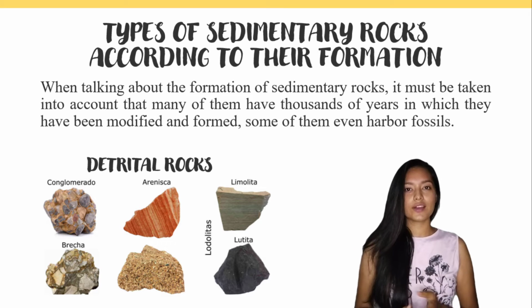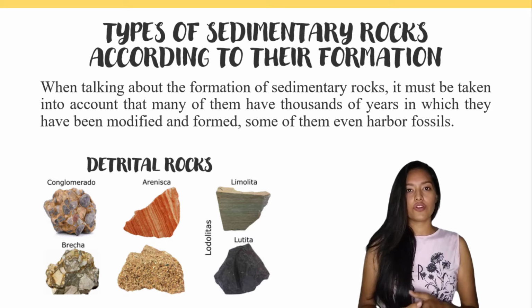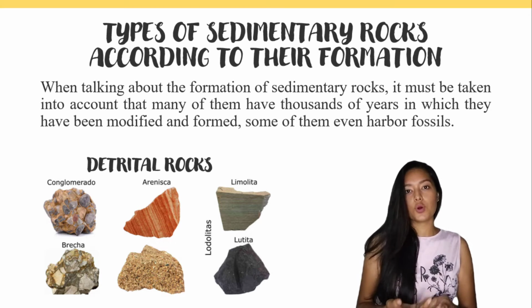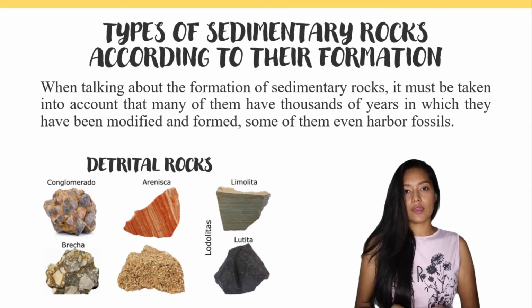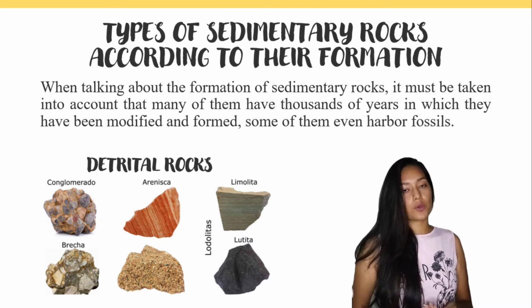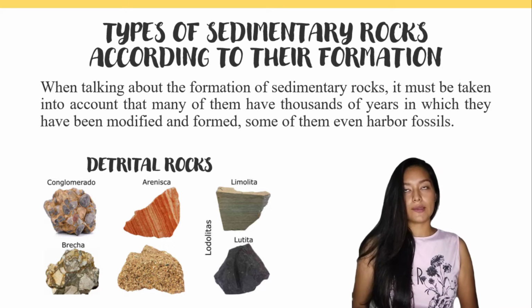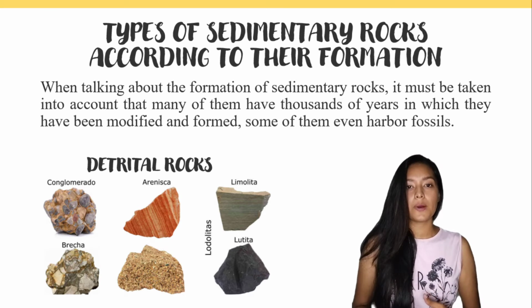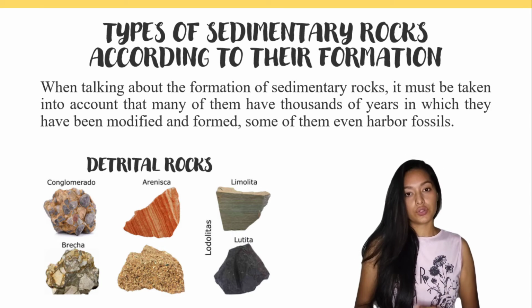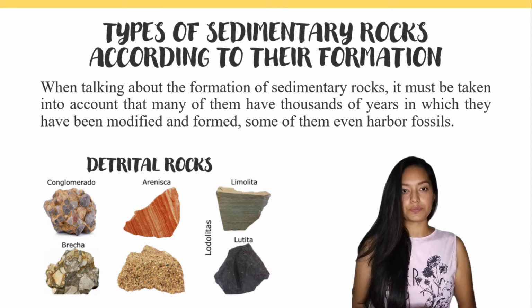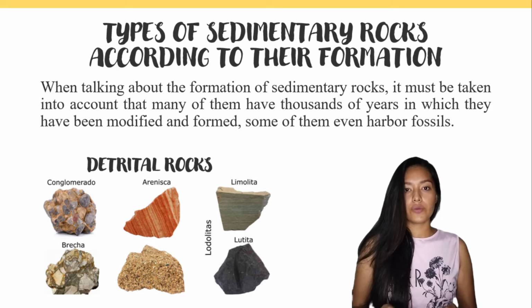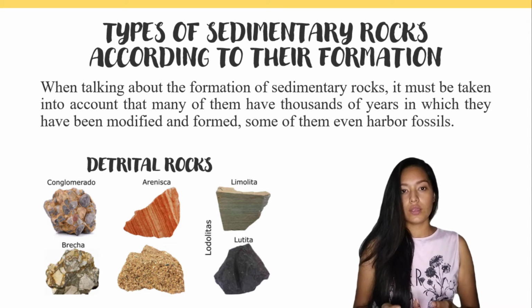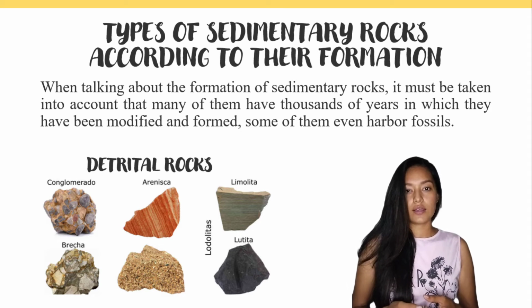Types of sedimentary rocks according to their formation. When talking about the formation of sedimentary rock, it must be taken into account that many of them have taken thousands of years. According to the way in which they have been formed, several types of sedimentary rock are distinguished. Detrital rock. This type of sedimentary rock has been formed over time by the accumulation of sediments from the erosion of slopes or large rock units. Depending on the size of the particles that have been forming them, they can be differentiated between a conglomerate and a clay.